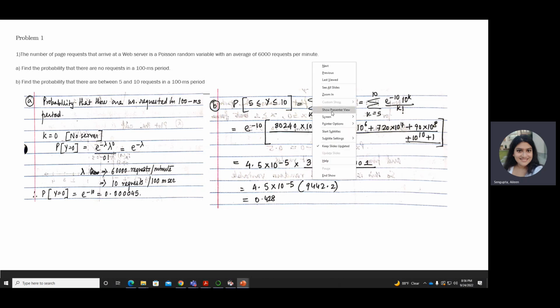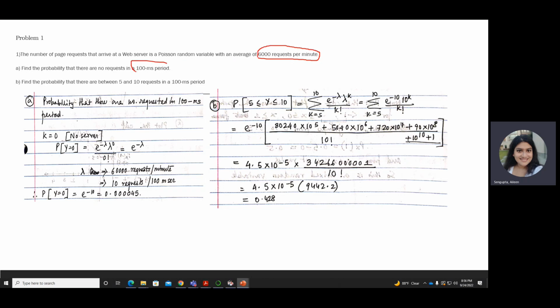So let me just pick my pen. This is per minute, okay? Just to point it out. And what we are requiring is in 100 milliseconds. So how do you find that out? Well, you can do a unitary method where 1 minute is equivalent to 6,000 requests. So in 60 seconds you have 6,000 requests, right? Then you can find it out in 1 second, then in 100 milliseconds. I have found that it's 10 requests in 100 milliseconds.